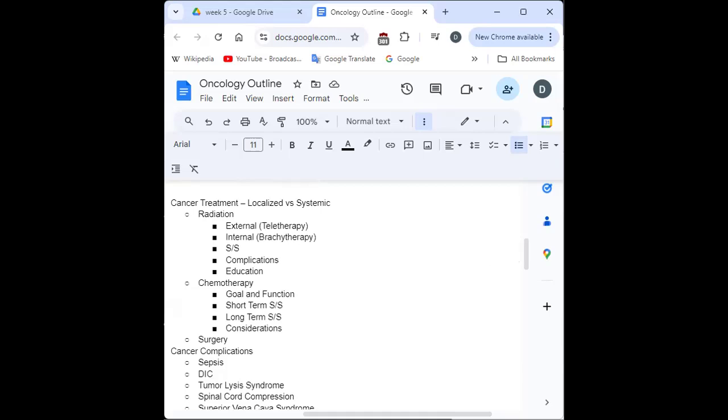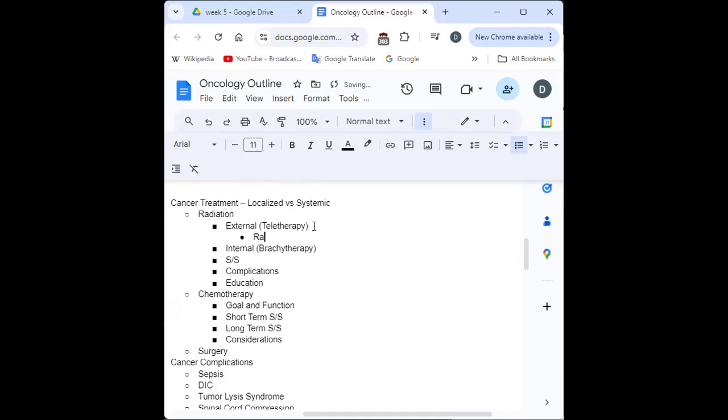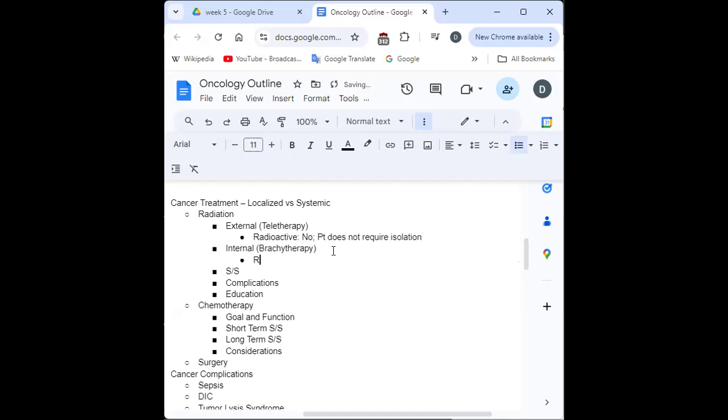Okay. So back to radiation now. The main thing I want to know between external and internal radiation is whether this patient is considered radioactive. So with external radiation, is this radiation from outside towards the body? Is this patient radioactive? So that means the patient does not require isolation. What about internal? Are they radioactive? Yeah, they have those radioactive seeds in them. So this patient is radioactive and needs reverse isolation. So what's the difference between reverse isolation and normal isolation?